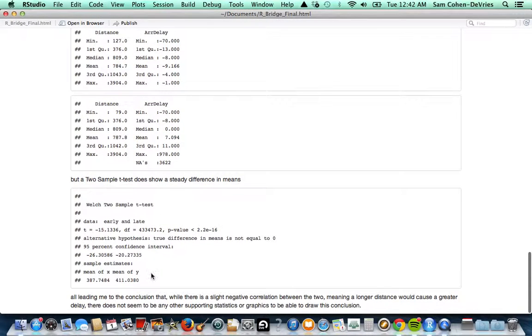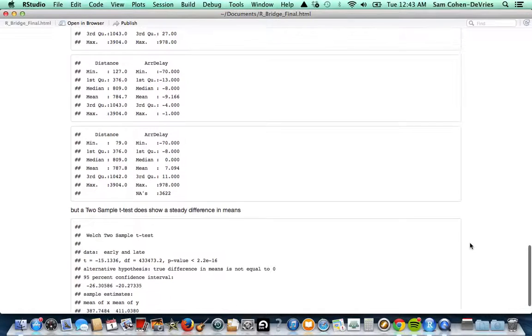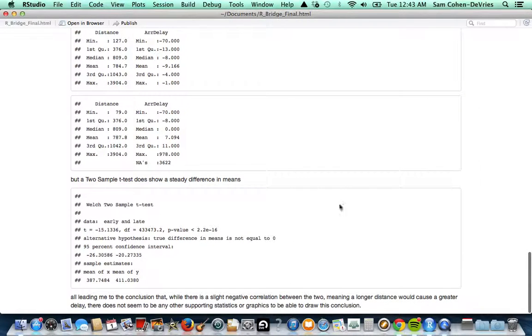So my conclusion is that while there is a slight negative correlation between the two, meaning a longer distance would cause lesser delay, there does not seem to be any other supporting statistics or graphics to be able to concretely draw this conclusion. So my hypothesis remains unproven.